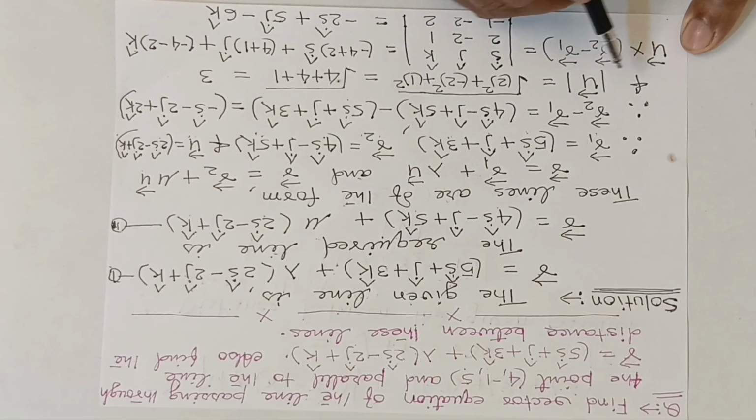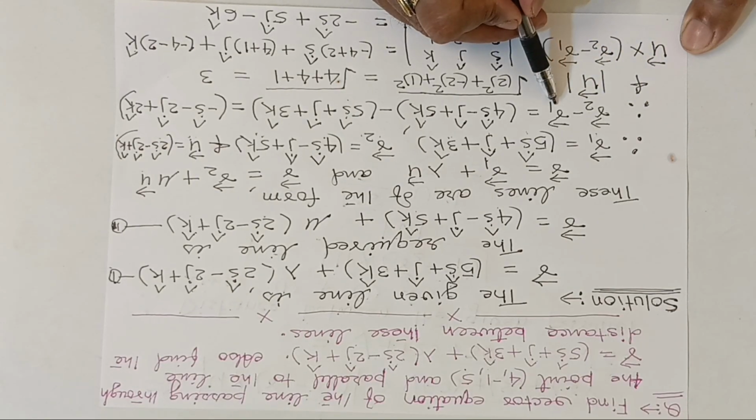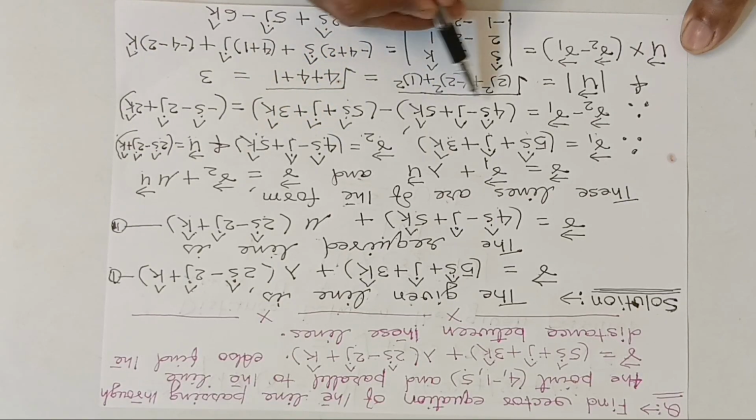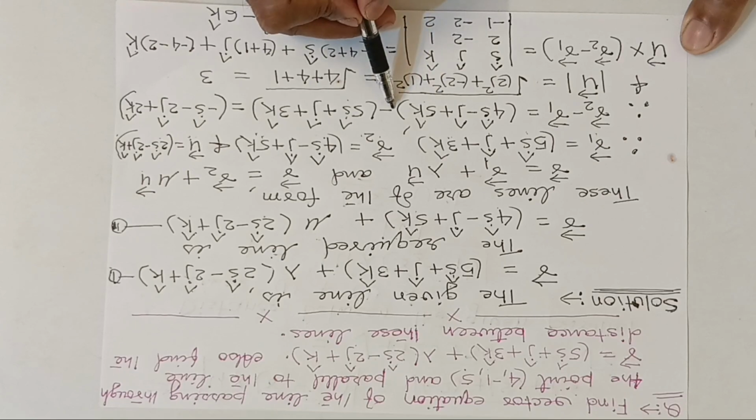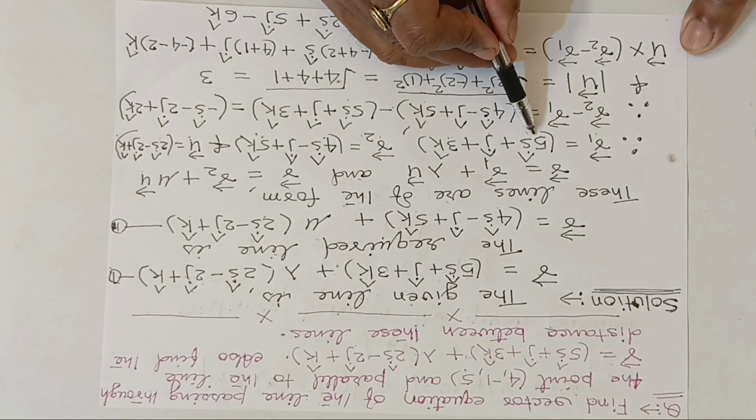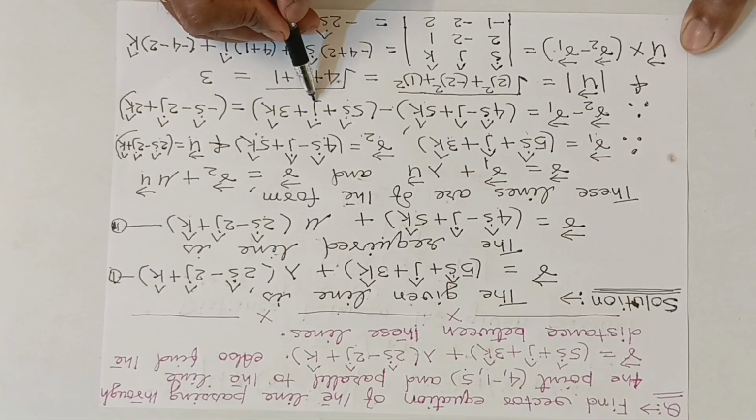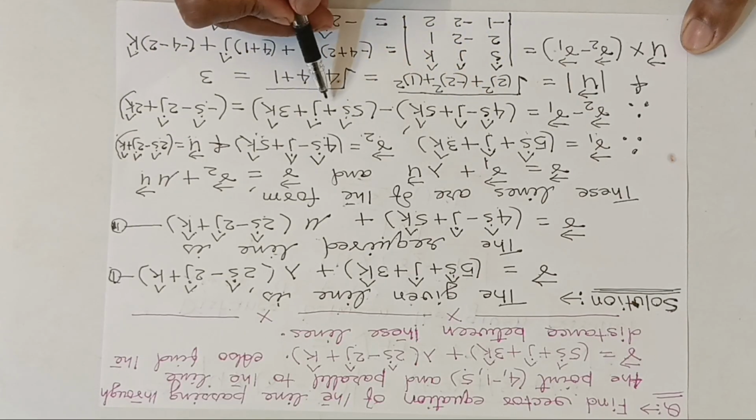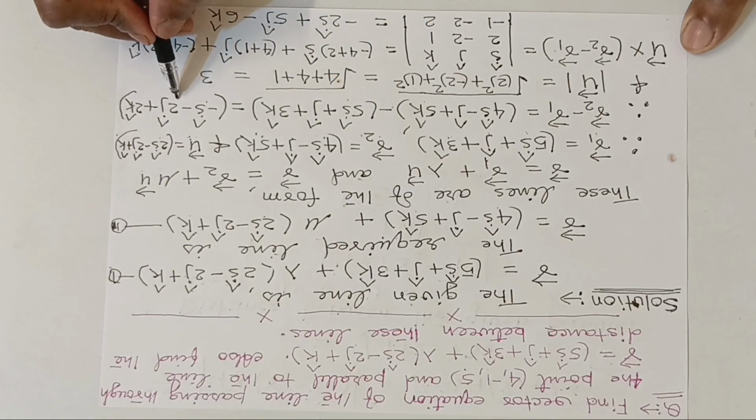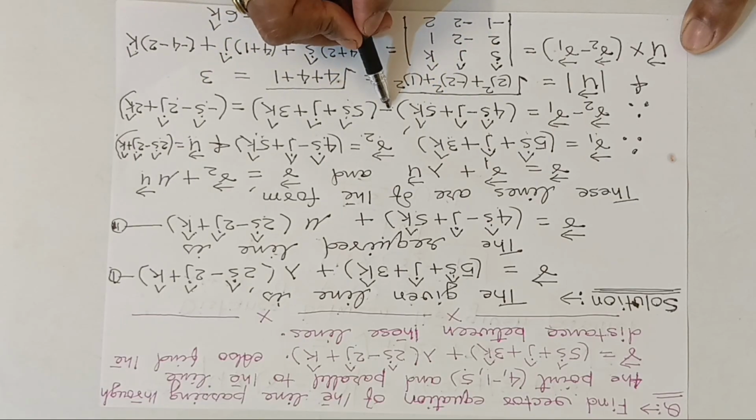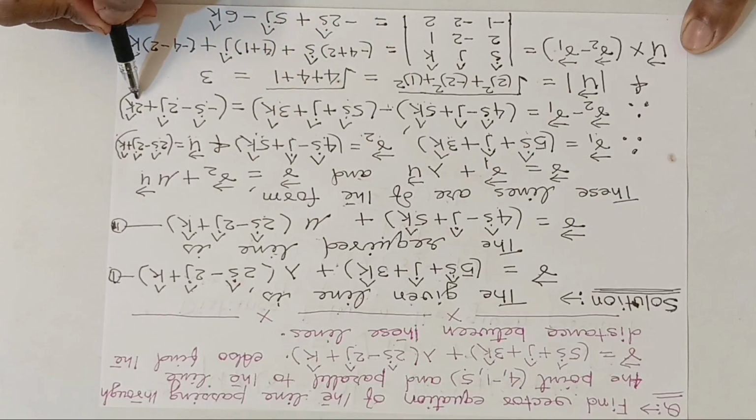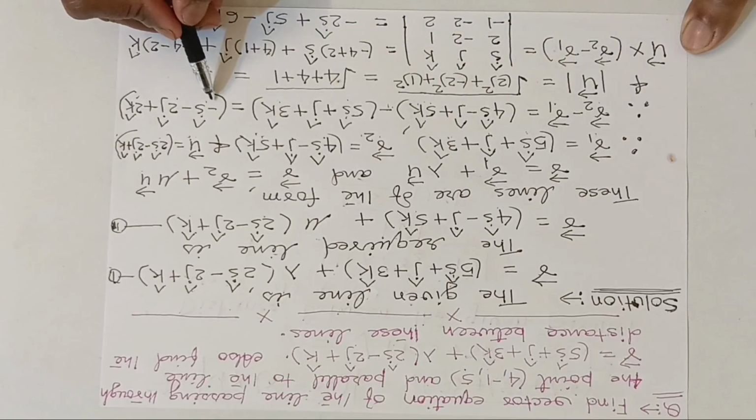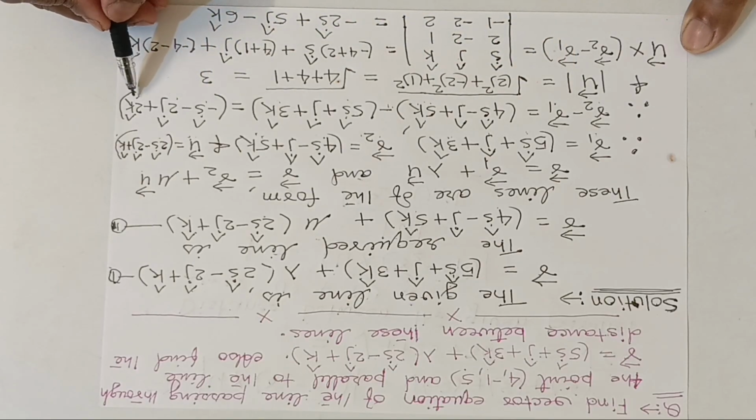Therefore, vector r2 minus vector r1 is equal to (4i - j + 5k) minus (5i + j + 3k). That gives 4i minus 5i is minus i, minus j minus j is minus 2j, and 5k minus 3k is plus 2k. So vector r2 minus vector r1 is equal to minus i minus 2j plus 2k.